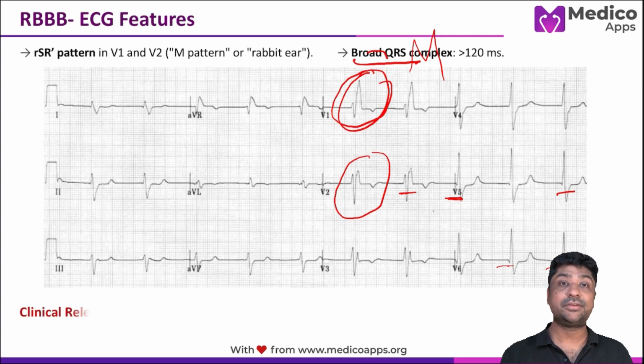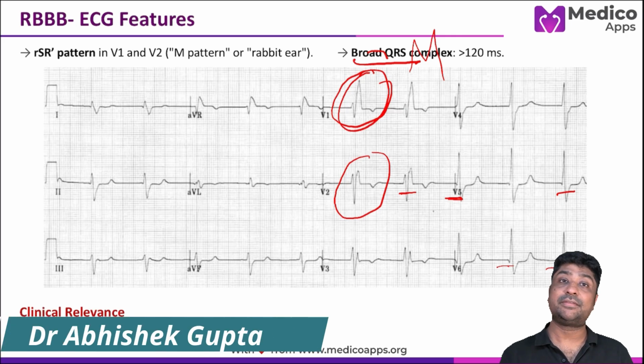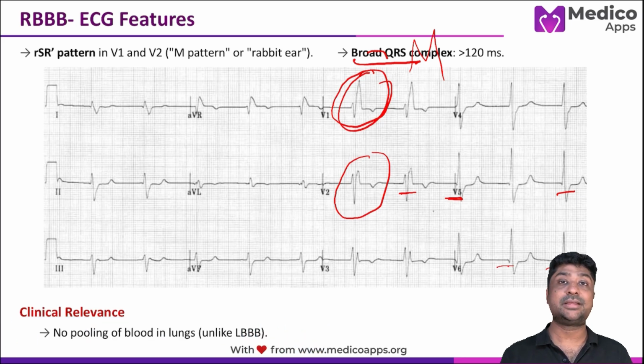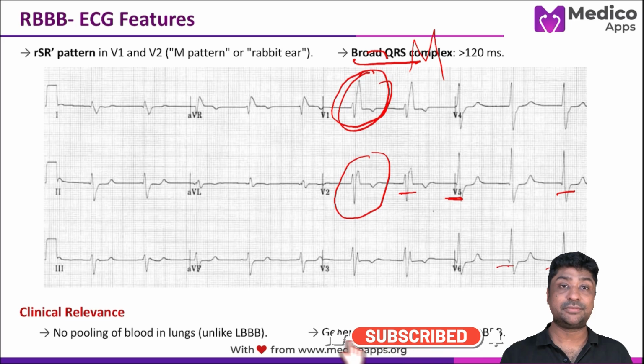Moving into clinical relevance, there's no pooling of blood in the lungs, unlike LBBB. That's because left ventricular contraction remains normal, so forward flow into the systemic circulation and lungs is usually preserved. Finally, RBBB is generally considered less dangerous than LBBB. Since the left ventricle continues to contract effectively, patients are less likely to develop pulmonary edema or hemodynamic compromise.